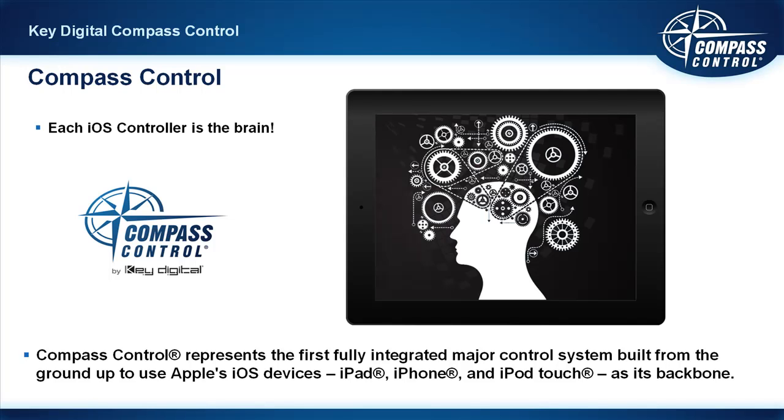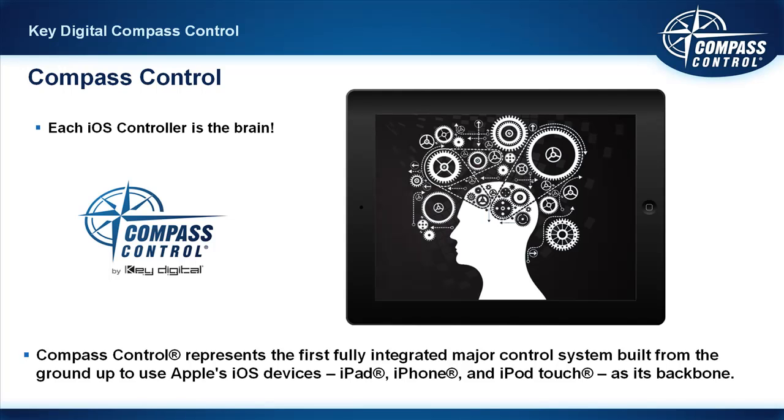It's not just an app. Every control system, I'd imagine, has an app. Some control systems are nothing more than an app because they don't have hardware. KeyDigital has 15 years experience making hardware. The difference between Compass Control and the other guys who just have an app is that we use the iOS device as the brains of the system. So that Apple device that we know is intuitive, cost-effective, high-quality control is also what? A very powerful processor. Each and every iOS device in your system is its own brain to the Compass controller.